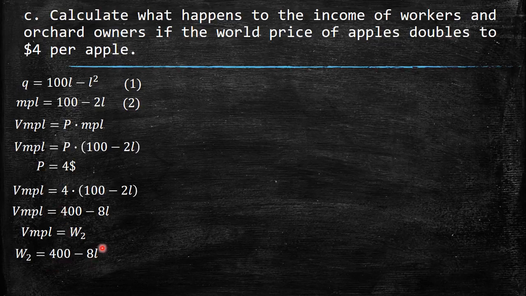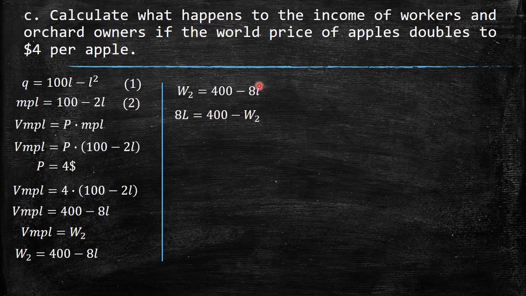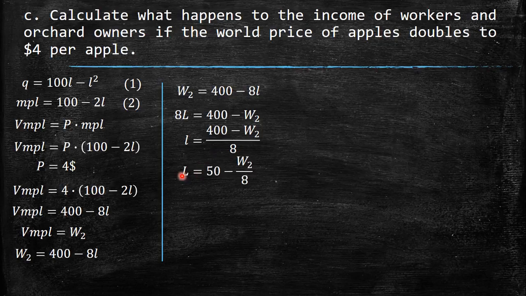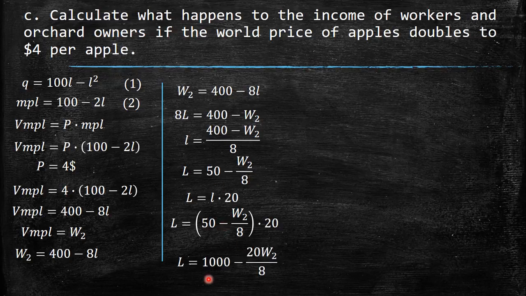Okay, we just replace this one, and then we just collect L. So 8L moves to this side. Sorry, this is lowercase l because this is each orchard. Then you will have 8l equal to 400 minus W2, which is the situation of C. Then we put this 8 over, and at the end we have this l, sorry, lowercase again, 50 minus W2 over 8. And if you want to take the market labor demand, it should be times 20. Then at the end we finish this one: 1000 minus 20 W2 over 8.